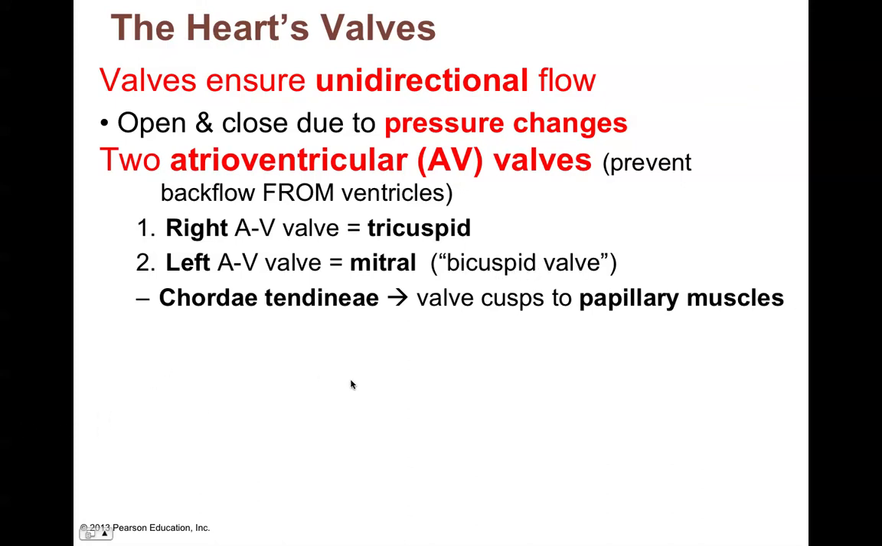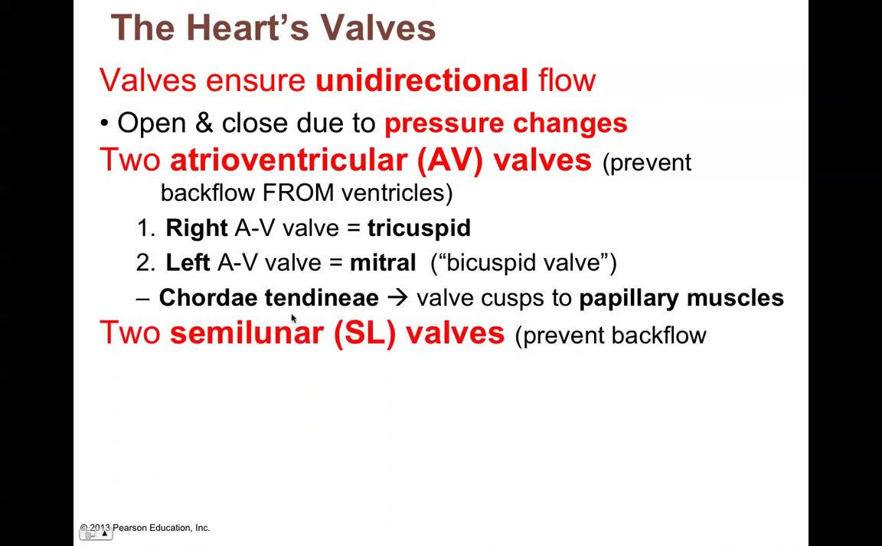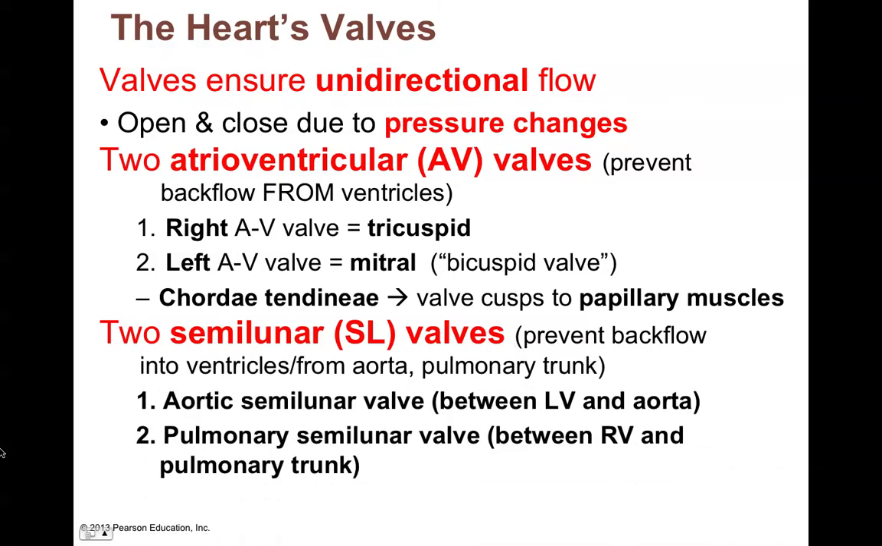The chordae tendineae actually will secure the valve cusps to the papillary muscles within the lining of the ventricles, within the inner ventricle wall. There's also two semilunar valves. I think of these as, air quotes, exit doors. So these actually prevent backflow into the ventricles from the aorta on the left, or backflow from the pulmonary trunk back into the right ventricle.